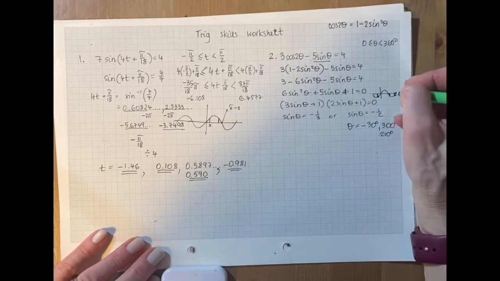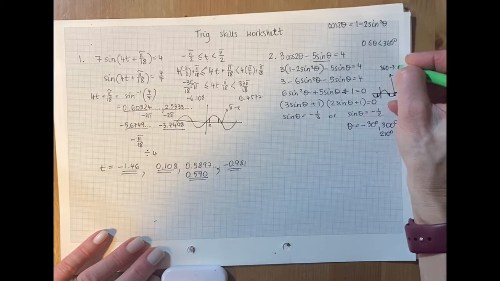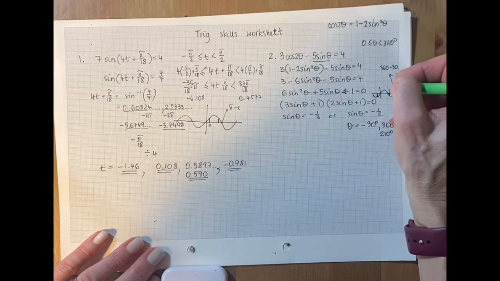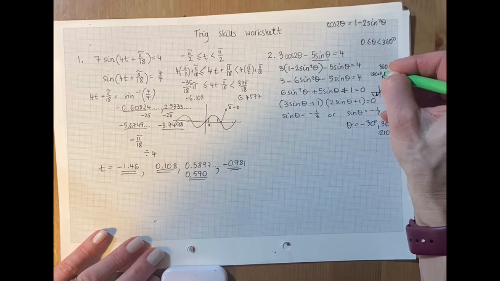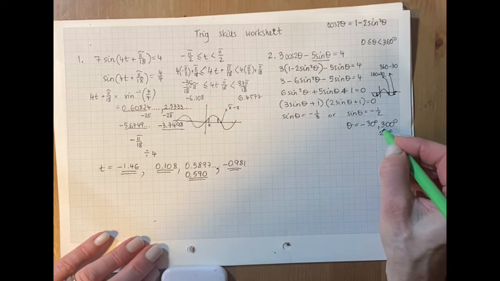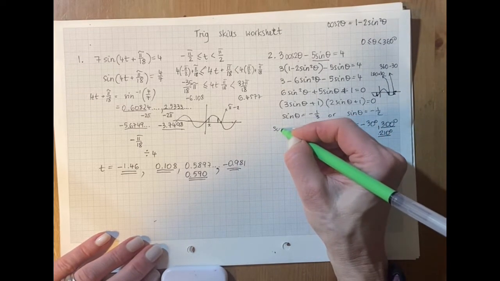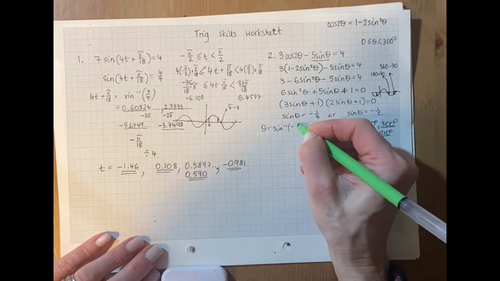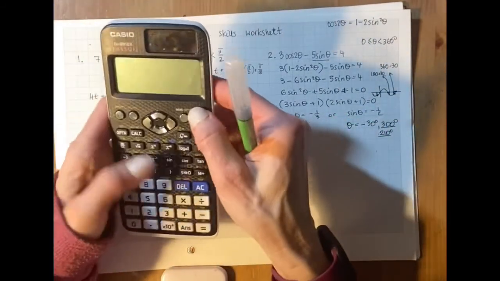Okay, so this angle here is 360 minus 30, or minus 30 add 360. And this angle here is 180 add 30. So these are the two solutions from that. This one here will do sine inverse of minus 1/3. Again, you should be getting a negative angle.